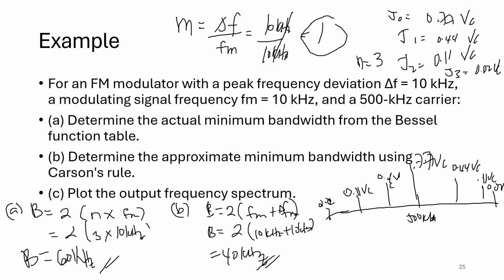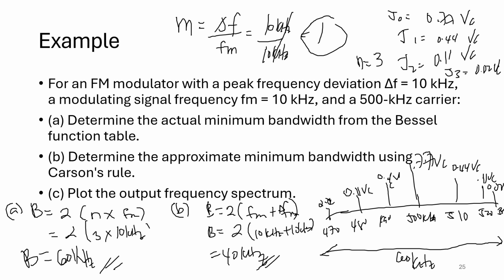Our carrier is 500 kilohertz, and our modulating signal is 10 kilohertz, so plus 10. So this is 510, this is 520, this is 530, this is 490, this is 480, and this is 470. If we get the bandwidth using the Bessel function, that will give us 60 kilohertz, just like what we have solved here. However, according to Carson's approximation, it is just 40 kilohertz.